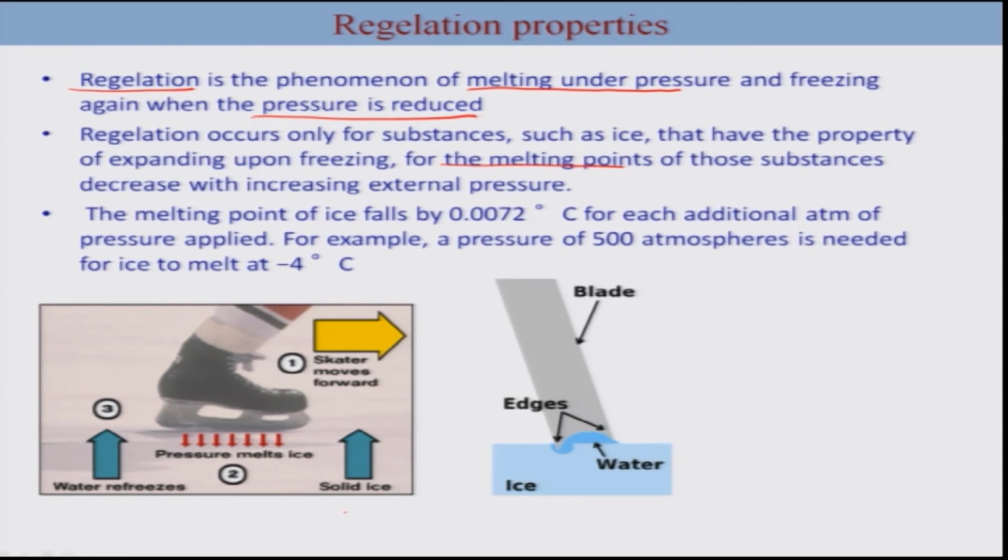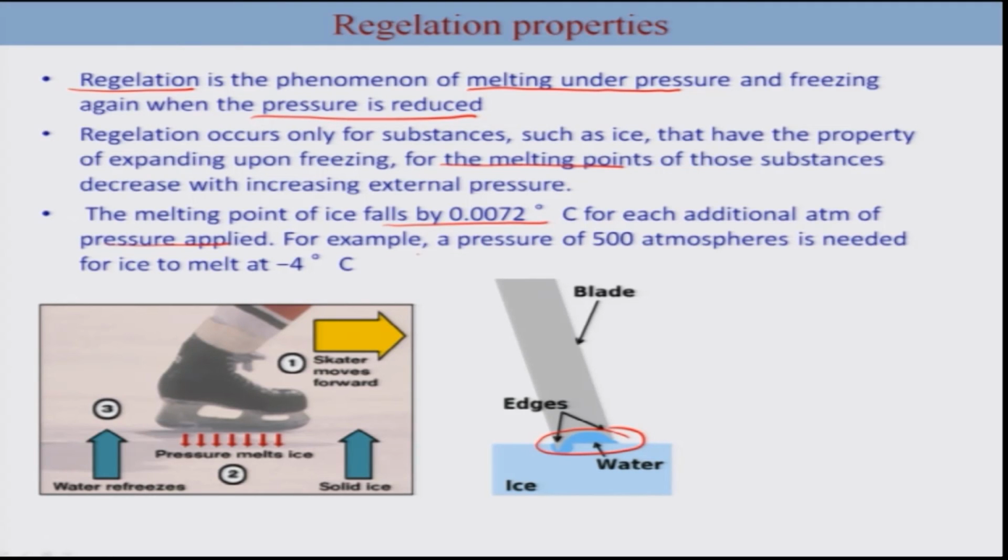For example, the melting point of ice falls by 0.0072 degrees Celsius for each additional atmosphere of pressure applied. And it has been argued that since you apply pressure, you melt the ice, and by melting the ice you have a thin layer of fluid, and hence you can ice skate on it. But let us look at whether this is feasible at all or not.